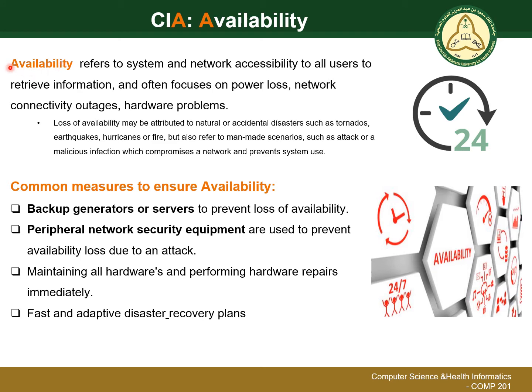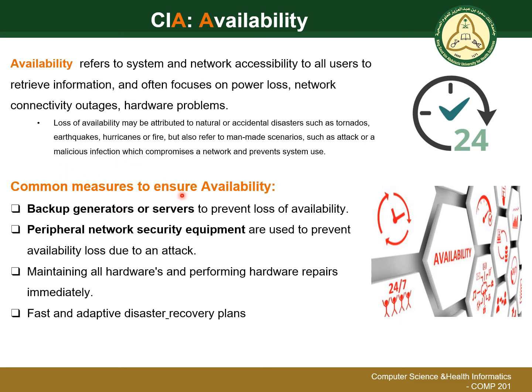The third pillar, availability, refers to system and network accessibility for all users to retrieve information, and often focuses on power loss, network connectivity outages, and hardware problems. The loss of availability may be attributed to natural or accidental disasters such as tornadoes, earthquakes, hurricanes, or fire. But it also refers to man-made scenarios, because sometimes we will have an attack or malicious infection, which can compromise the network and prevent the authorized users from accessing the system.